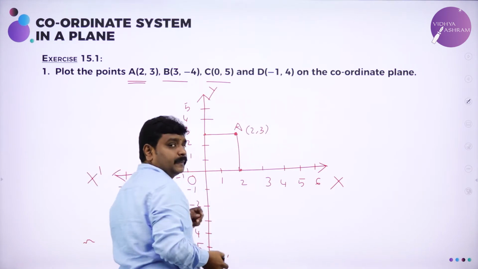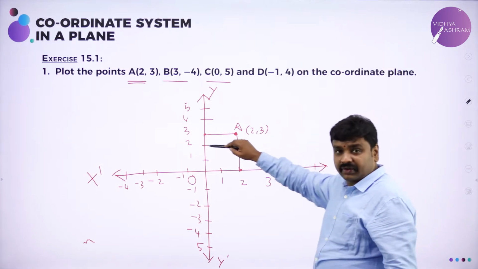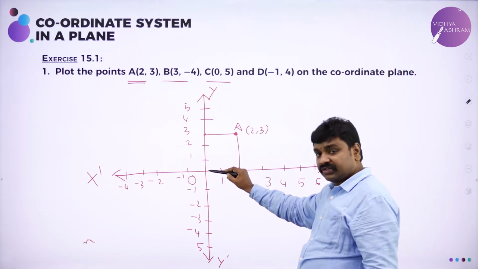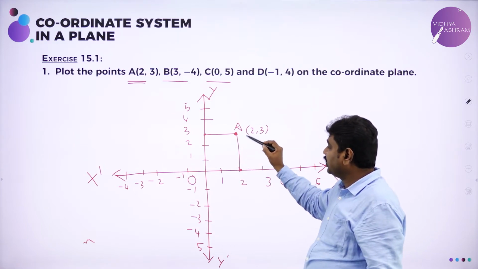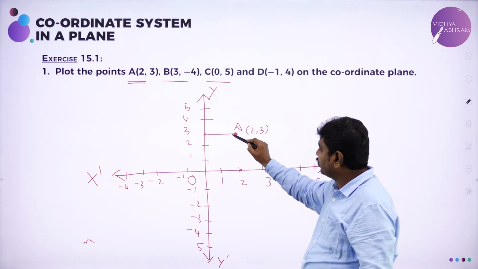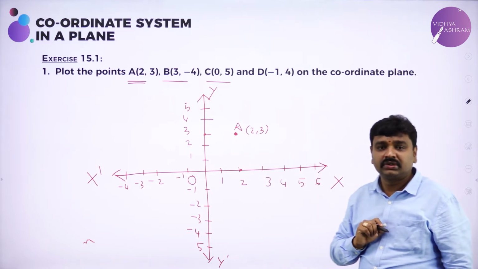First point we got. Now while drawing I have drawn perpendiculars. So on the x axis we have to take 2, on the y axis we have to take 3. Draw a perpendicular, they meet, that is A. Now I'll erase this. Now we got the point. Any doubts?